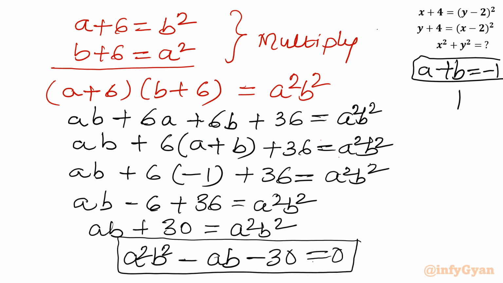Now we know a plus b is negative 1. Now we have one quadratic equation in ab. Let's find out ab first. So I will write a square b square minus ab minus 30 equal to 0. I will use the method of factorization.